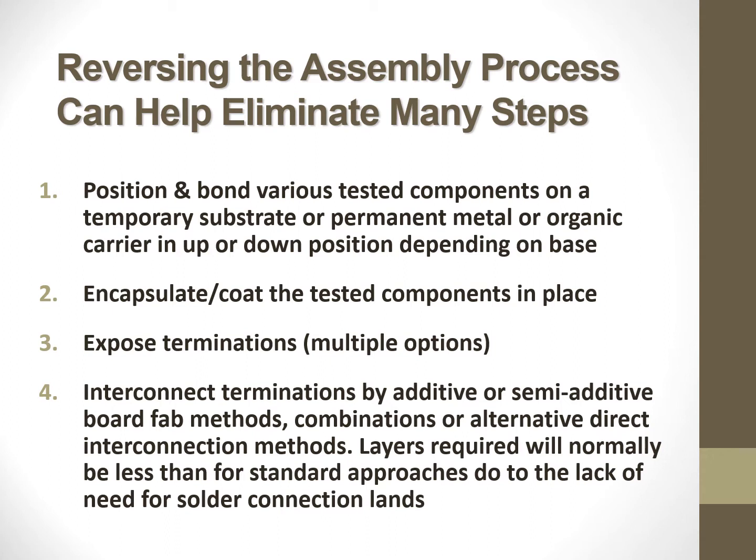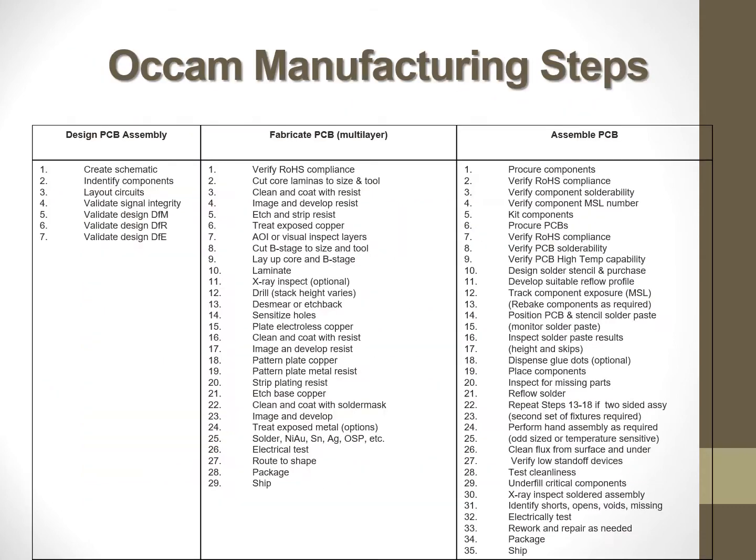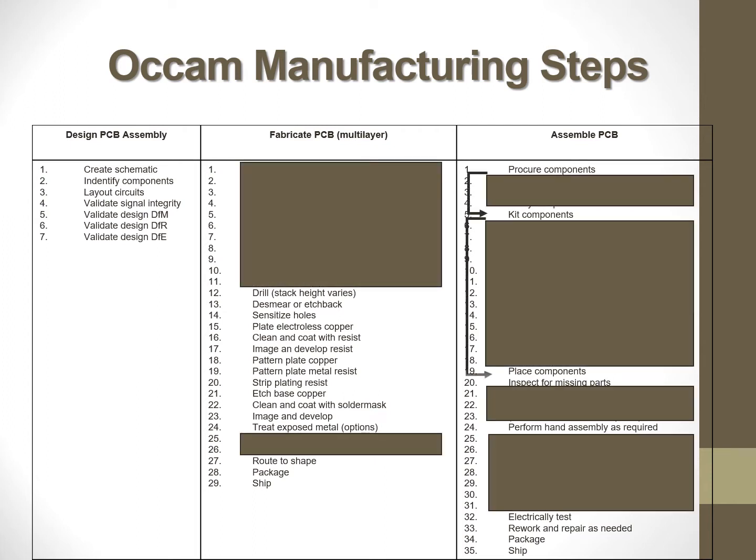So by reversing the assembly process, it can help eliminate many of those manufacturing steps. As stated earlier, you just simply place the tested components. You encapsulate them, you expose the terminations using one of a number of methods which we'll talk about, and then interconnect those terminations using an additive process. The result is that in an Occam manufacturing process, you see a significant reduction in the number of process steps.